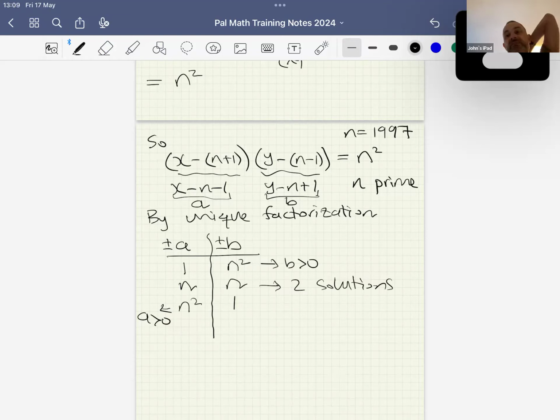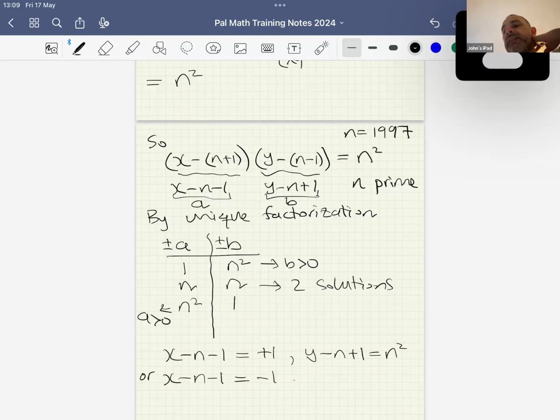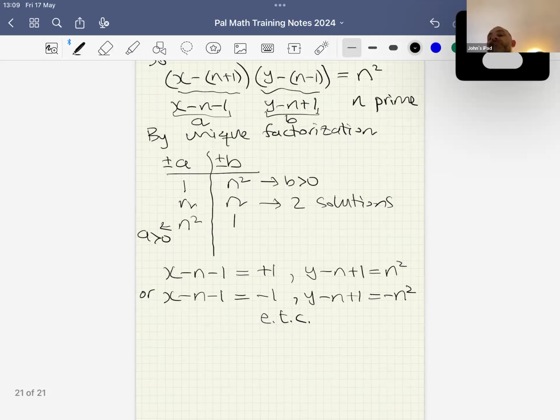So I'm not seeing this right, but anyway, basically you have solutions like x minus n minus 1 is plus 1, in which case y minus n minus 1, or is it plus 1, is n squared. And that gives you a solution for x and y, or x minus n minus 1 is minus 1, in which case y minus n plus 1 is minus n squared, etc. So I'm not going to write them down, but you get a whole bunch of solutions, and I think it's 6 solutions in all, according to the solution I looked at.